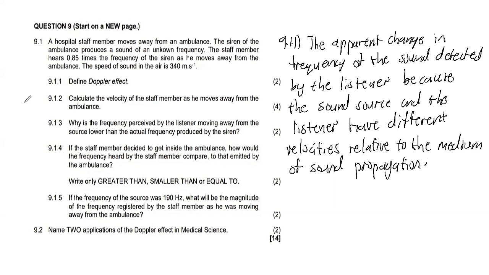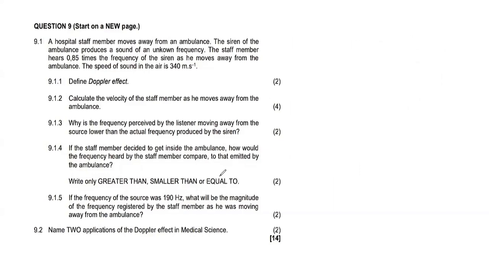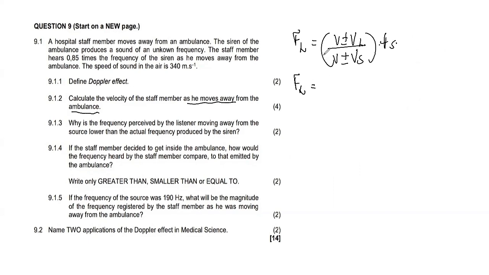Right. And then we have 9.1.2. It says calculate the velocity of the staff member as it moves away from the ambulance. Right. So as it does what? Moves away from the ambulance. Now we want to start with our formula. fL equals (v plus or minus vL) over (v plus or minus vs) times fs, right? So remember, always start with the original formula. From here on, we can manipulate the formula fL. And then we know if it's moving away, the plus will be down here. And then so we'll have vL.